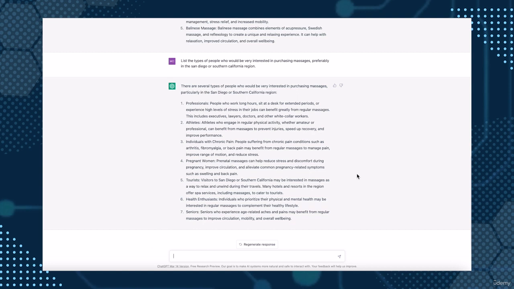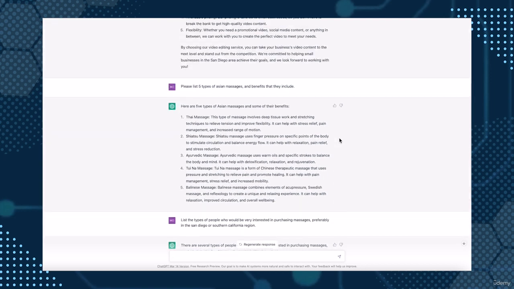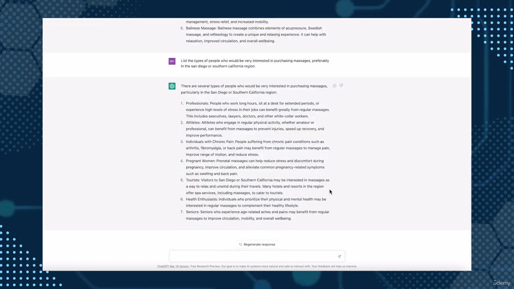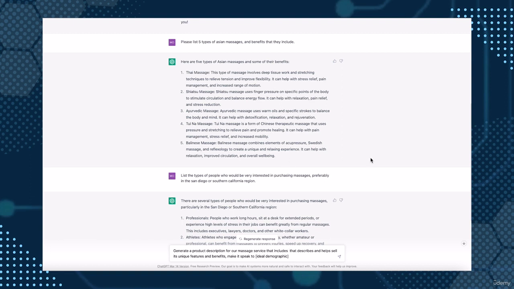So, do you see what I'm getting at? You can use some of these people to be the perfect target as you're writing this description. So we're going to go back and change our initial prompt to come up with the most targeted description. Now we'll put our prompt back in: generate a product description for our massage service that includes these types of massages: Thai massage, shiatsu massage, Ayurvedic massage, Tuina massage, and Balinese massage, that describes and helps sell its unique features and benefits.